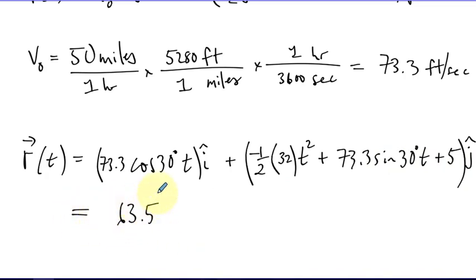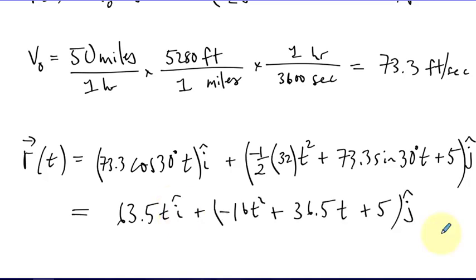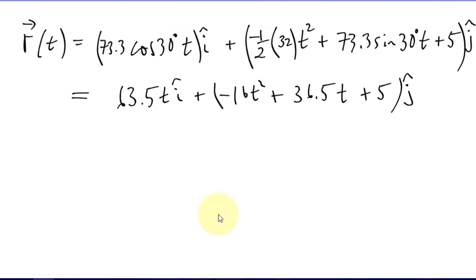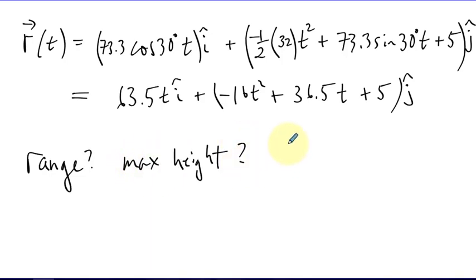I think it's reasonable to do some approximations here, even though we could get the exact value for the cosine of 30. Because we have to deal with this speed, I think going into a decimal here is fine. So this is the position vector that I can use now to trace out the path. To answer the questions, we want to know the range, we want to know the max height, and we want to know the length of the trajectory.